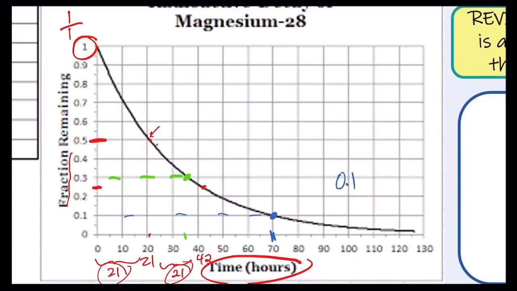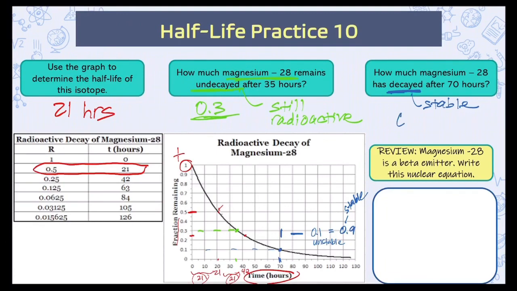Now remember, the entire sample is represented by 1. So if 0.1 is the unstable remaining isotope, you would subtract from the total, 1 minus 0.1, to figure out the amount that has actually decayed or has actually stabilized. So 1 minus 0.1 comes out to 0.9. So 0.9 is the fraction of the isotope that has stabilized. You could also say that that is 9/10 that is stabilized, or 90%. So just understand how the fraction or the decimal can also translate into a percentage.